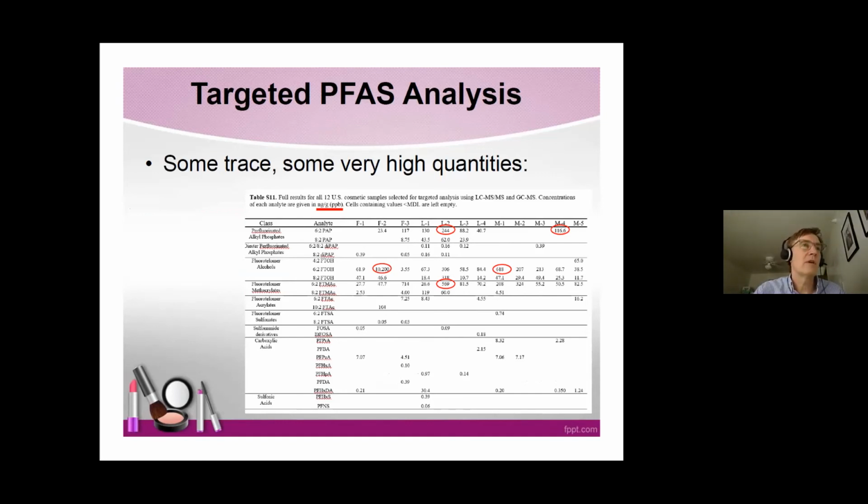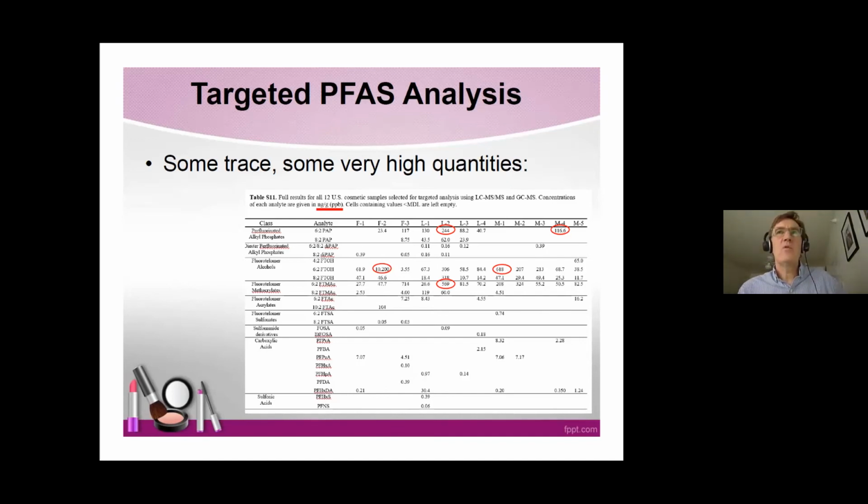But we see something, one fluorotelomer in that foundation, and the second one there, unlabeled, but foundation number 2 had 10 parts per million 6:2 FTOH in it, which is pretty significant. We get hundreds of parts per billion of PAPs and fluorotelomer alcohols, and even some methacrylates up around that range. There's that one liquid lipstick there with 568 parts per billion methacrylates in it. Again, a 6:2 there, but the 8:2 is not gone, that's for sure. So we get some trace to very high quantities on the targeted analysis.